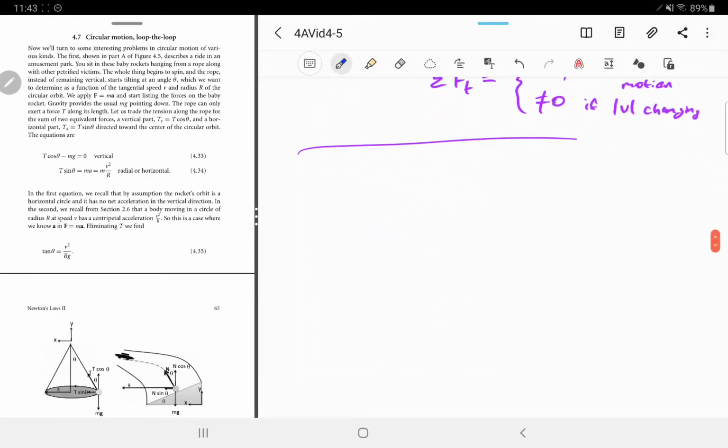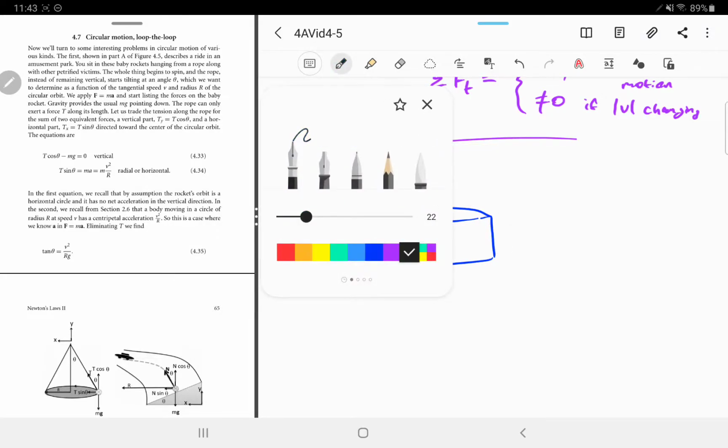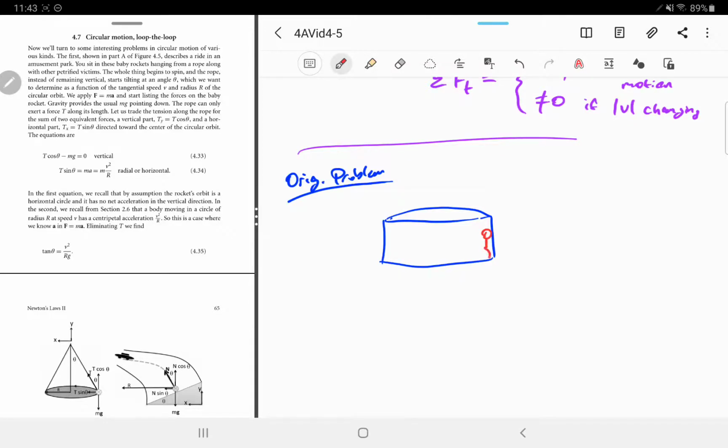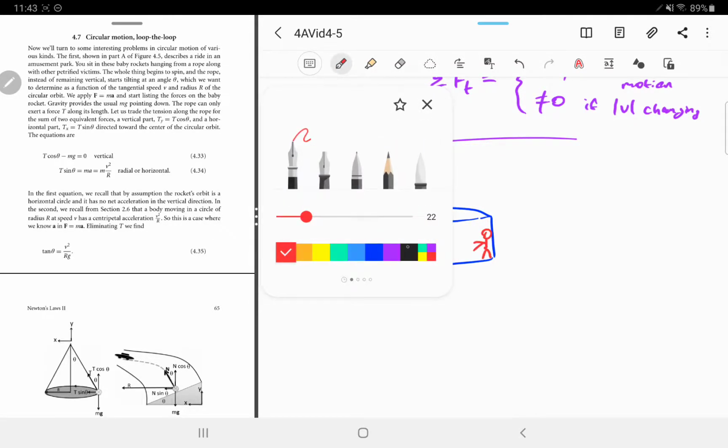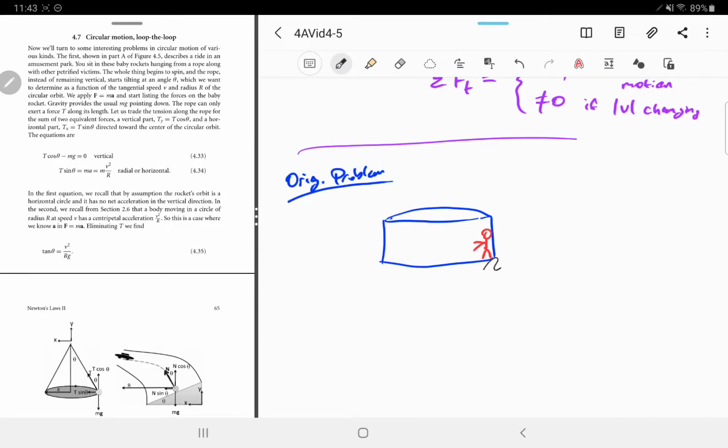So the first step will be to draw the free body diagram. So, original problem. Let's draw it so that the person is on the right-hand side here. I think I had them in red. So the person's pinned against the right-hand side of this cylinder. And I did that to be particular about what the radial direction is.